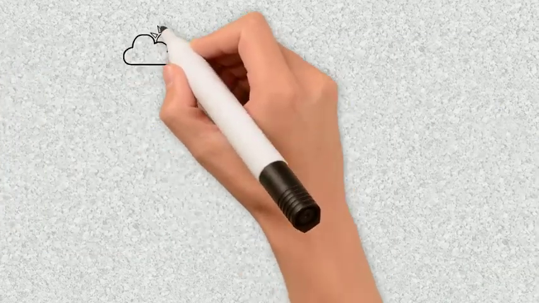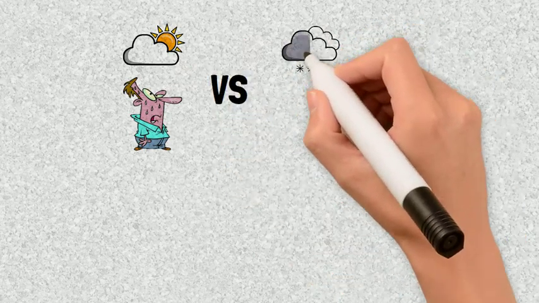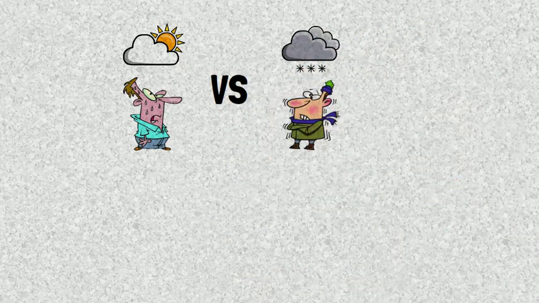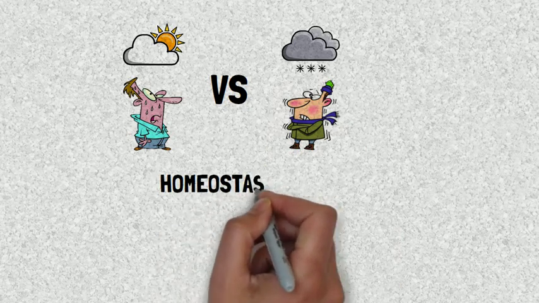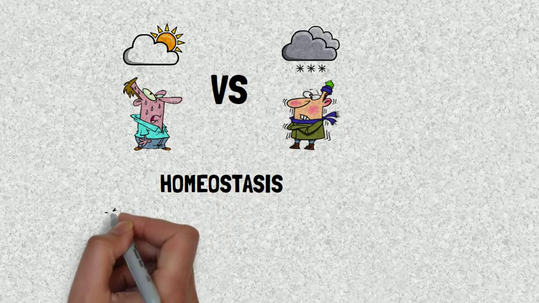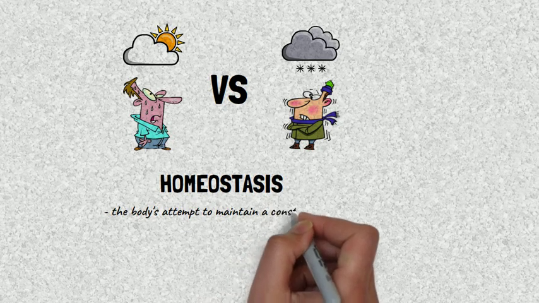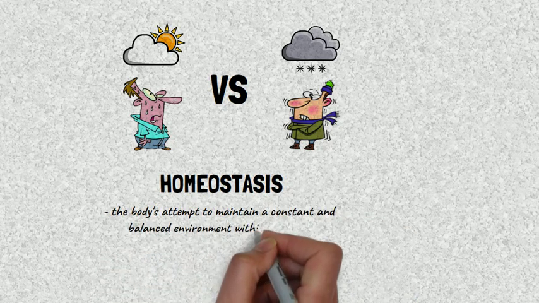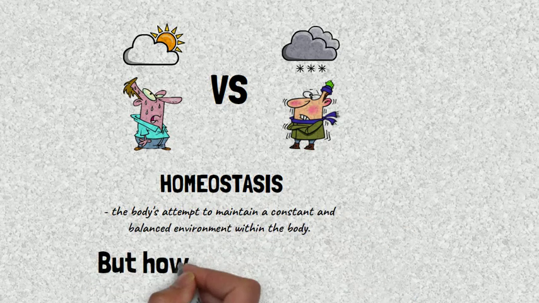Have you ever wondered why in a hot environment your body becomes sweaty, and in a cold environment your body shivers? That is because of our body's mechanism called homeostasis. Homeostasis is the body's attempt to maintain a constant and balanced environment within the body. But how does it work?